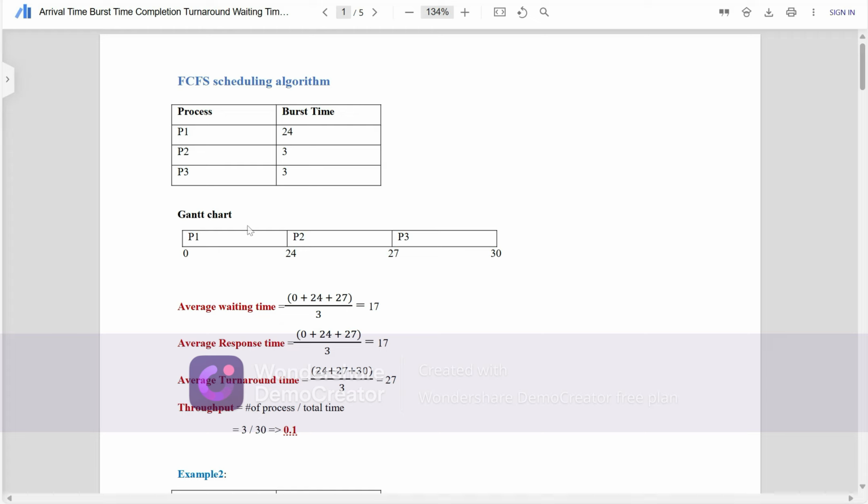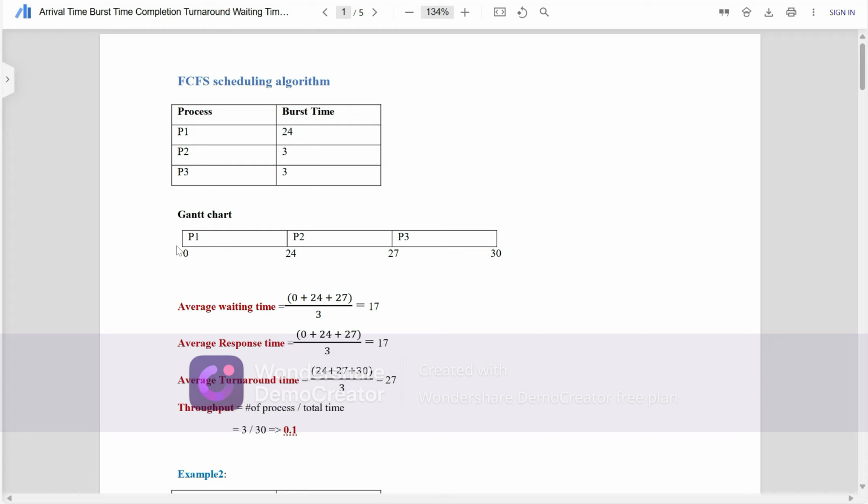How? In order to find all these required things, first we have to design a Gantt chart. A Gantt chart is a representation of such algorithms. In order to illustrate a Gantt chart, how many processes do you have? There are three processes, P1, P2, and P3. P1 comes first, and then P2 comes second, P3 comes third.